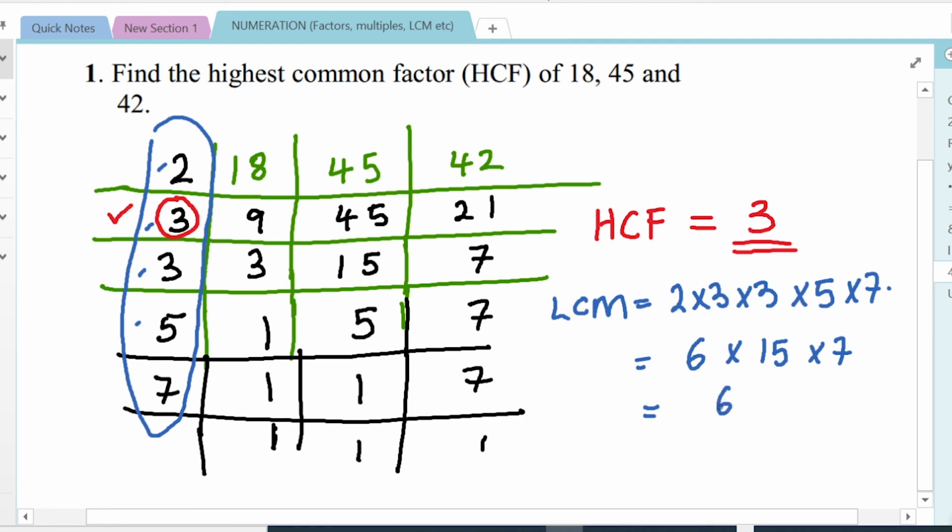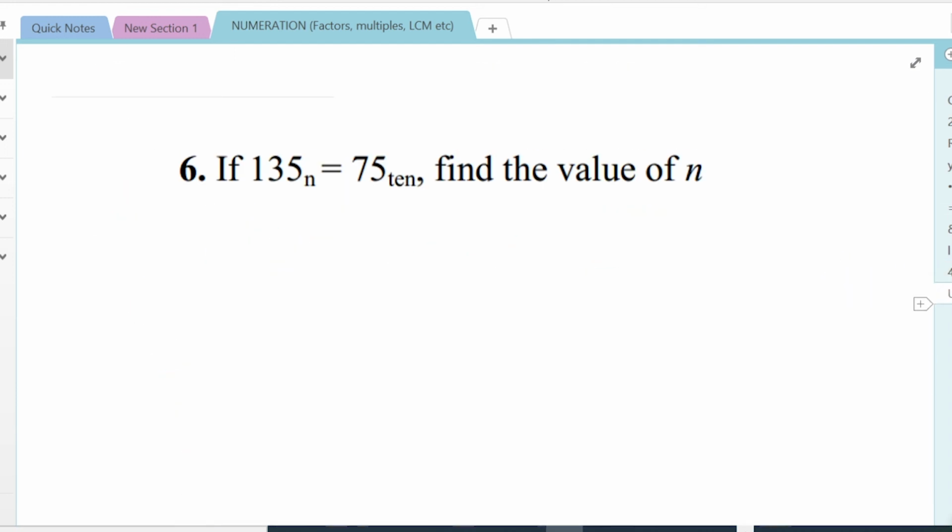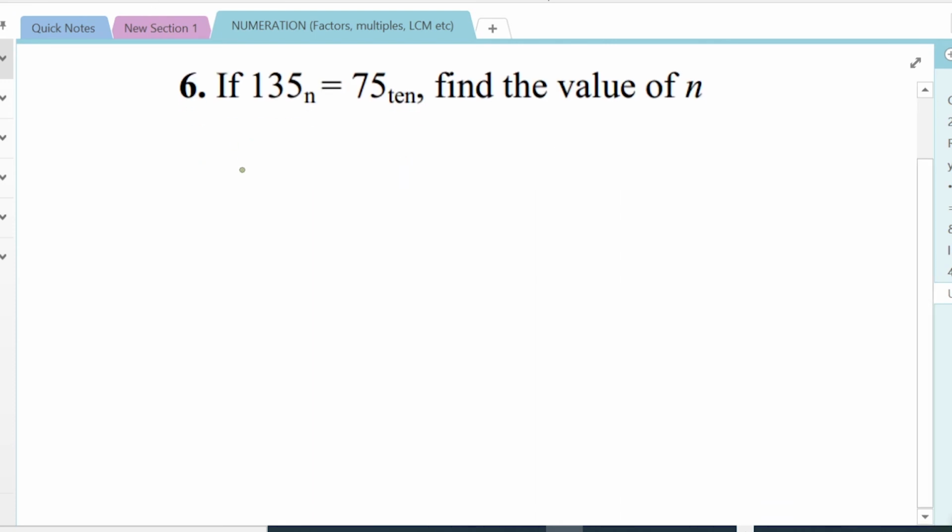And our answer there is 630. That's our LCM. So finally, let's get to the final answer, the final number related to what we had done earlier. 135 base n is equal to 75 base 10.